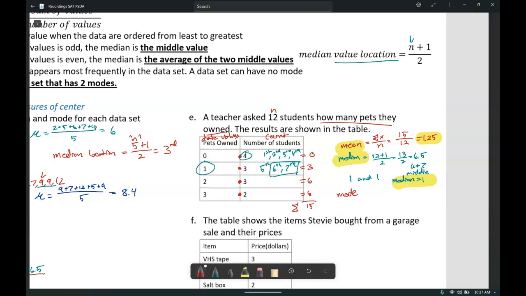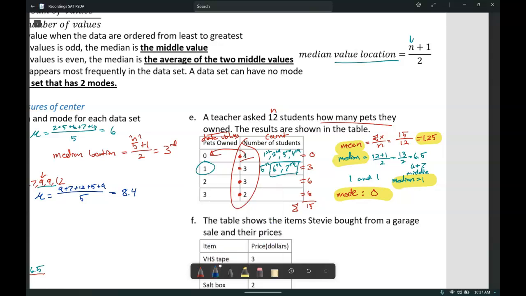Mode is really easy in a frequency distribution. We just want to look for whichever category has the highest count. Which of these is the largest number? 4. Well, the data point that shows up 4 times is 0, so my mode is 0. And that's how we can use a frequency distribution in order to identify mean, median, and mode.